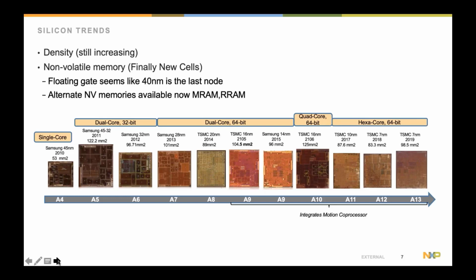Also, non-volatile memory is also shrinking. It's not as fast as logic-only processes, but now NXP is producing floating gate flash in 40 nanometer. And I think, in my opinion, again, I think 40 nanometer is probably the last node for a floating gate. I know there are some companies working on 28, but other technologies are starting to come on board that have better characteristics like MRAM and RRAM.